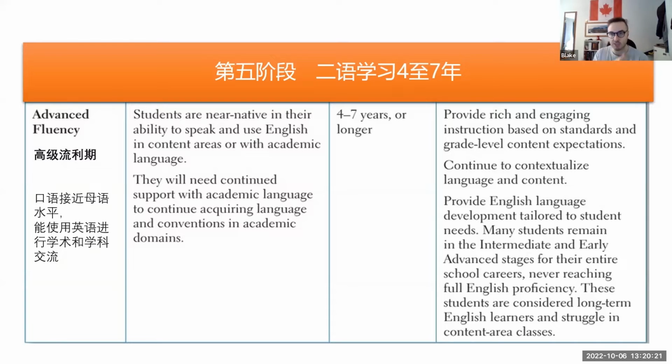You want to make sure you're consistently utilizing that part of your brain, working out that muscle, almost like you're doing weights, right? You want to constantly be using it. So even if your student or your child, pardon me, gets to this advanced fluency stage, it's important that they're still engaging in the language so that they're working out that muscle, getting it nice and ripped, getting it nice and strong so that they can do pull-ups with their language. So what do we do for students in this stage to help them work out that muscle? We provide rich and engaging instruction based on standards and grade level content expectations.